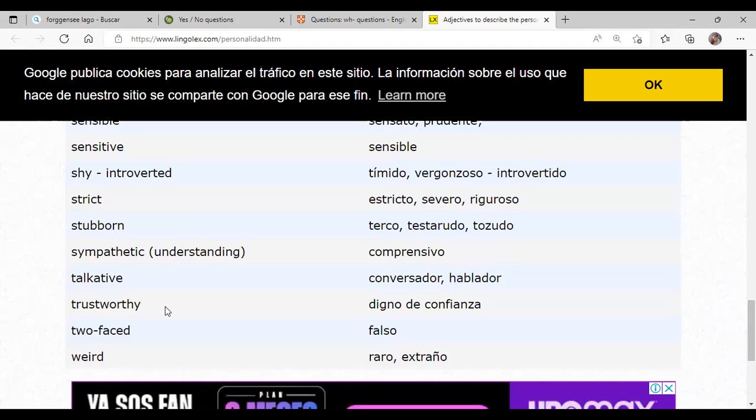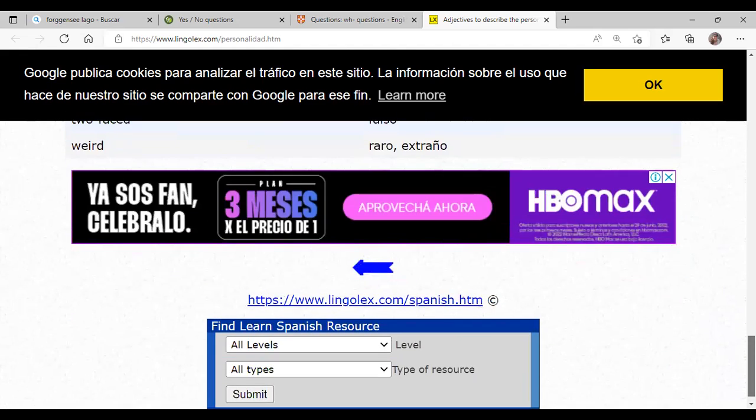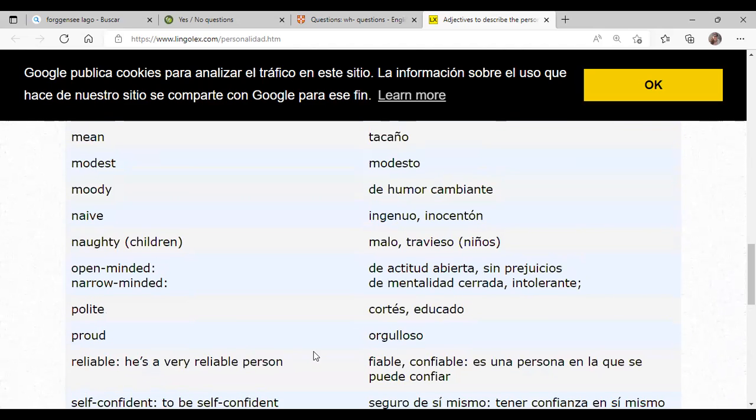You can use this vocabulary, guys, when you talk about yourself or when you talk about people that you know, to describe people that you know. For example, stubborn, terco, testarudo, sensitive, sensible, shy or introverted, tímido, vergonzoso, introvertido, weird, extraño, raro. And that's it. So this is the vocabulary to describe personality. Now, let's go back to the presentation.